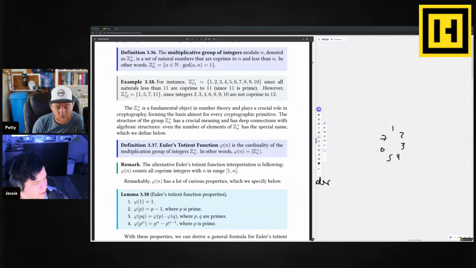How do you read this? Z star sub n? Is that how we're going to read it? Z to the star sub n? I don't know. How would you say that?